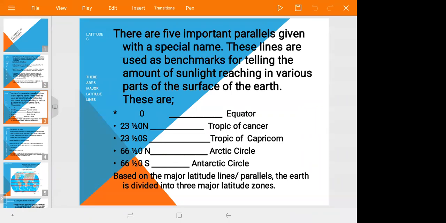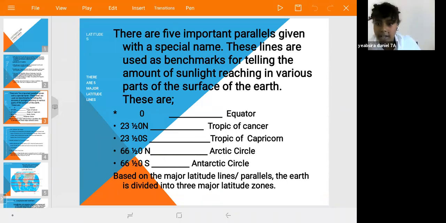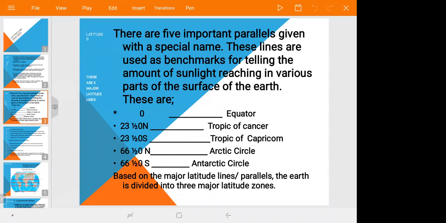Why? Anyone to answer? Why do we not draw all latitudes? Have you ever seen all 180 parallels or lines of latitude on a globe or map? Because they are imaginary. Because they are infinity.